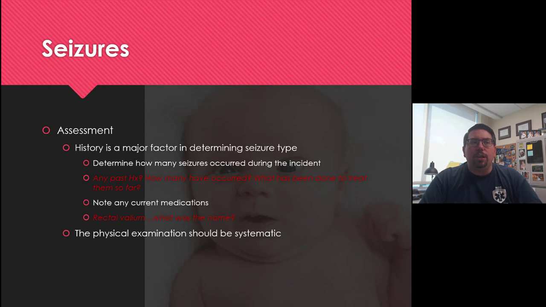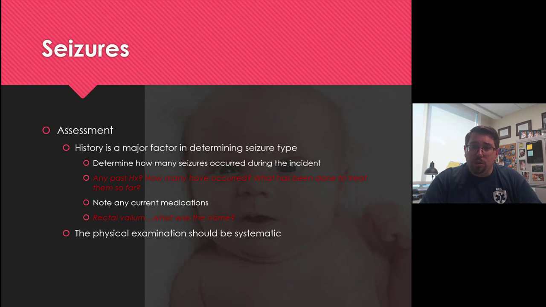Now, your assessment will focus a lot on history. It's a major factor in determining the type of seizure that's going on. We want to try to figure out how many seizures have happened and how often they're happening during the incident. Any past history that might be helpful, how many times the seizures have occurred, and what has been done to treat them so far.